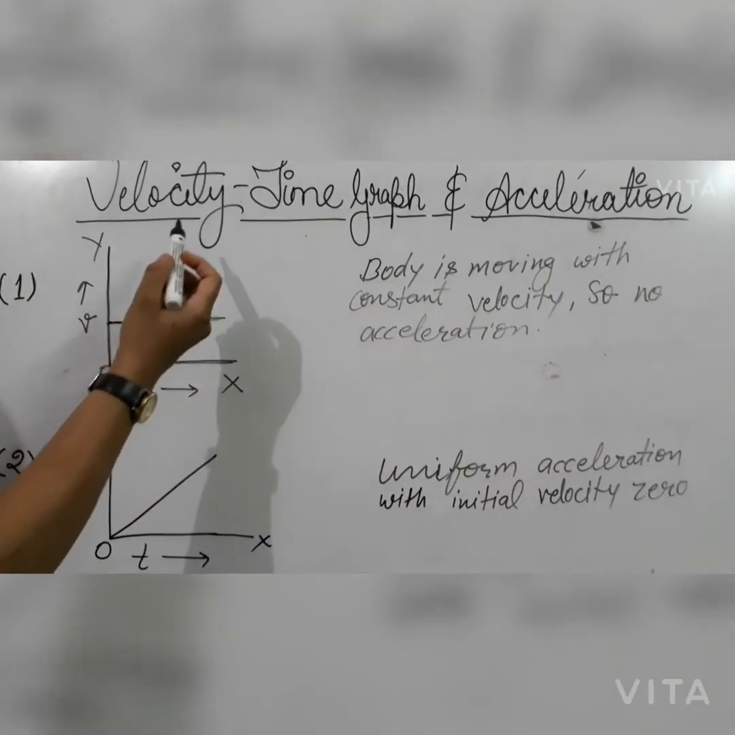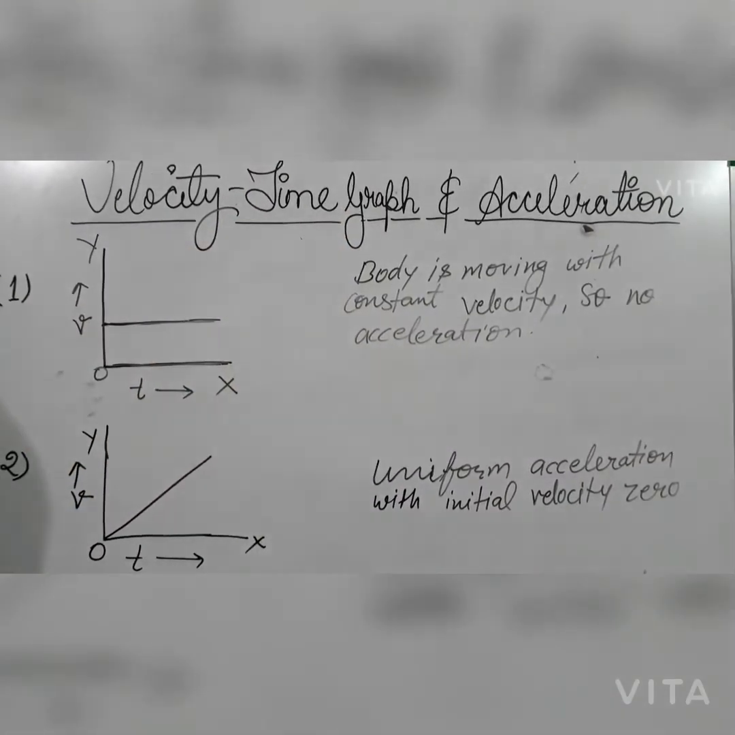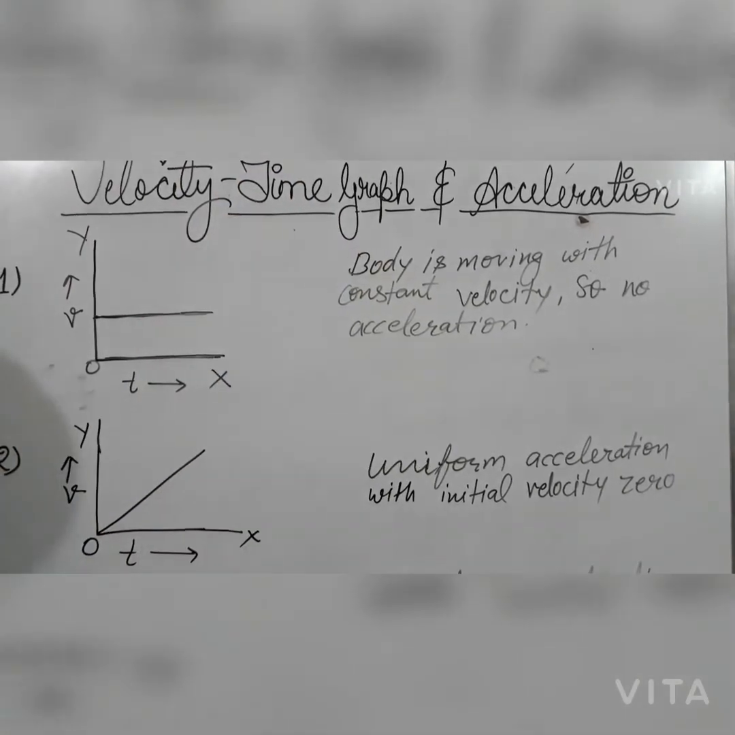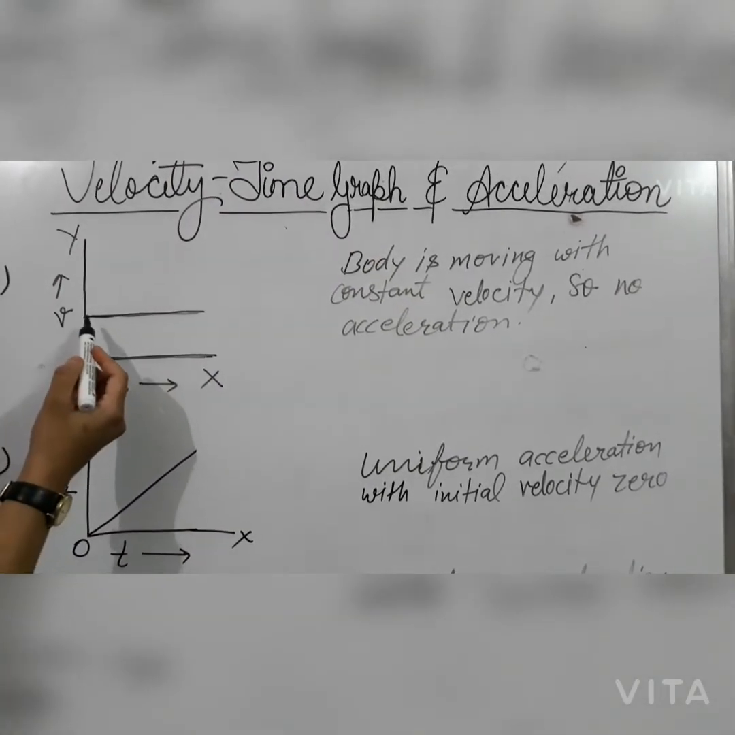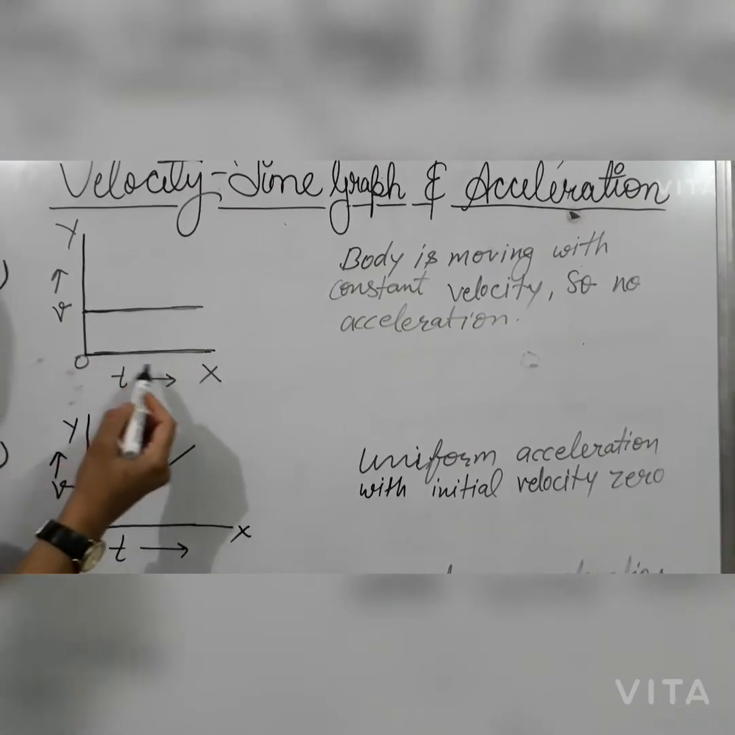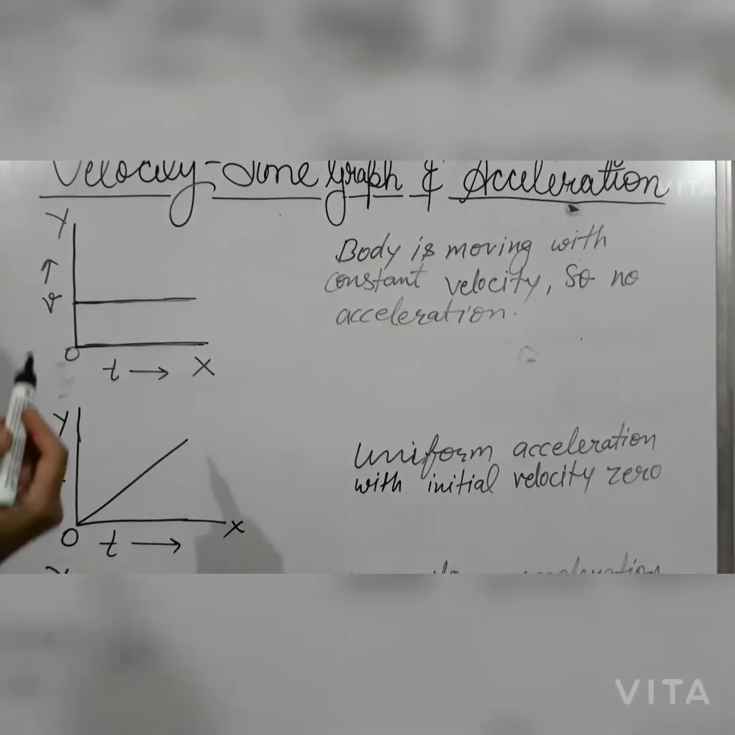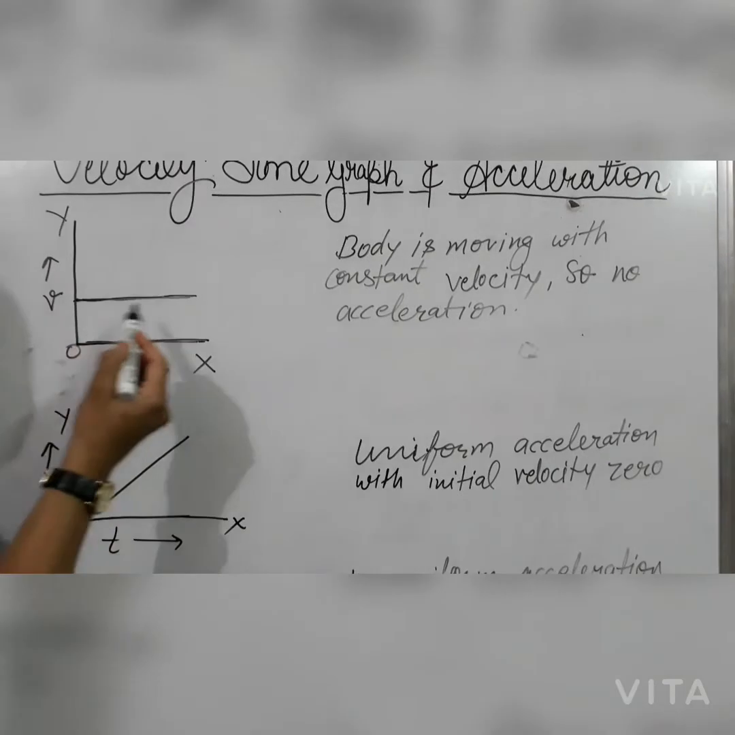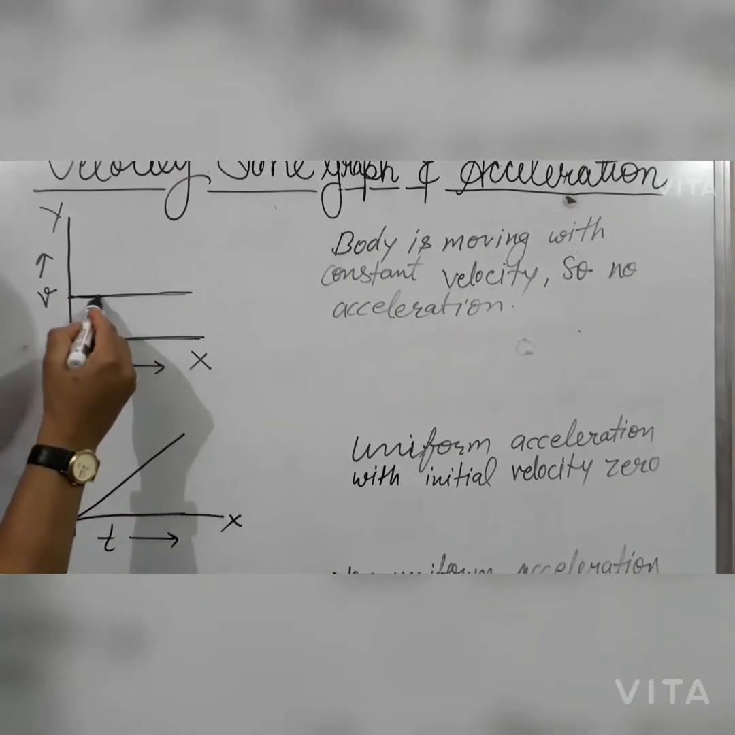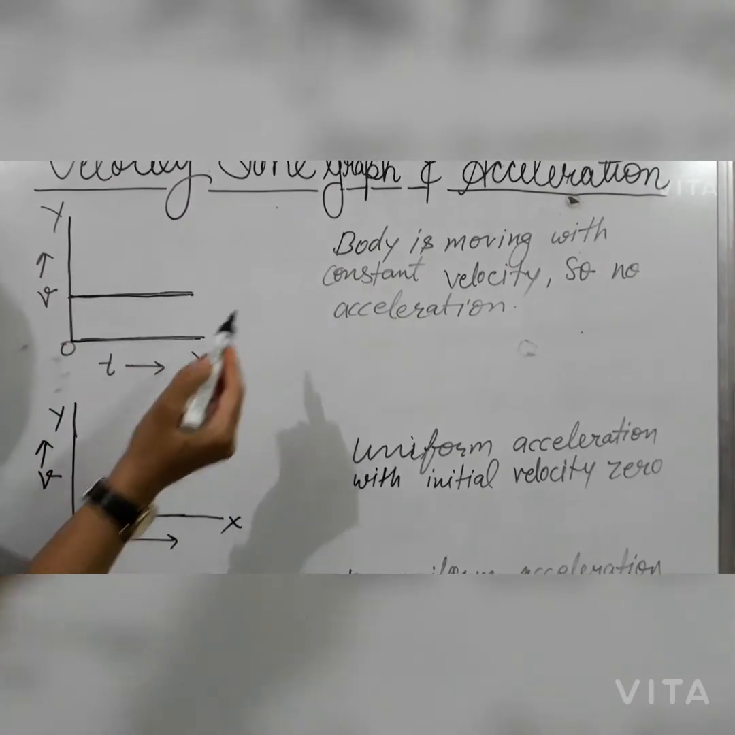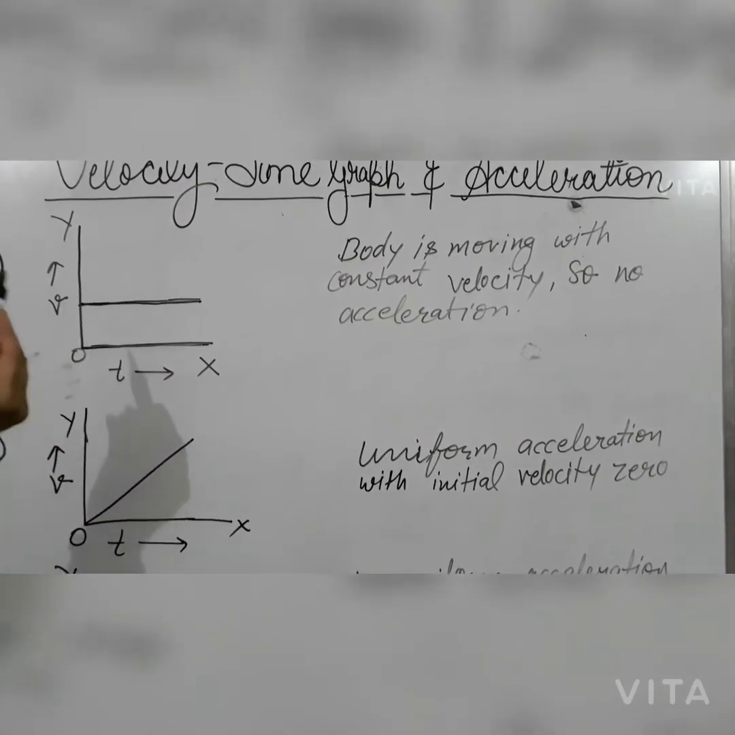Now we are going to make a graph between velocity and time which tells us about the acceleration. In the first condition, we get a line parallel to the time axis. It means the body is moving with constant velocity, and a line parallel to the time axis tells us that there is no acceleration.